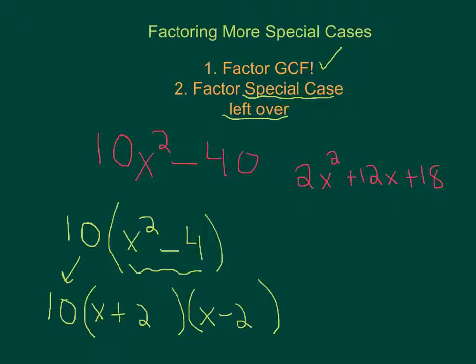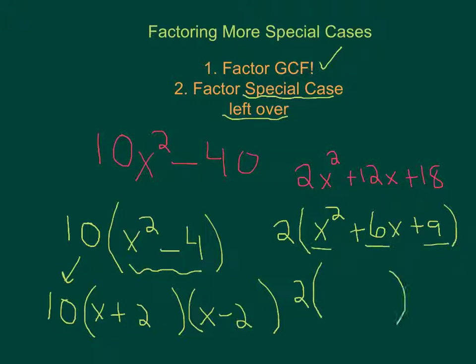Okay, next example, 2x squared plus 12x plus 18. First look for the greatest common factor. In this case, they all have 2 as the common factor. So I'm going to write a 2 out in front, and now divide each term by 2. 2x squared divided by 2 is just x squared, plus 12x divided by 2 is 6x, and then 18 divided by 2 is 9. So we have a 2 out in front, and now this is a perfect square trinomial.